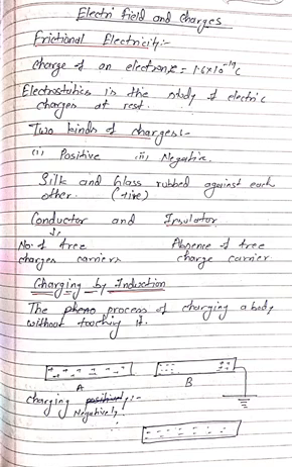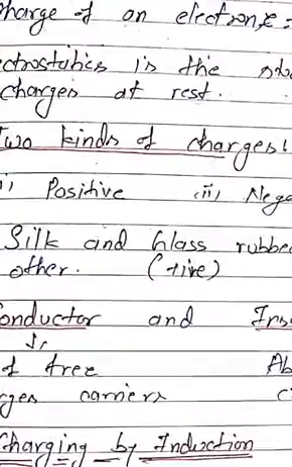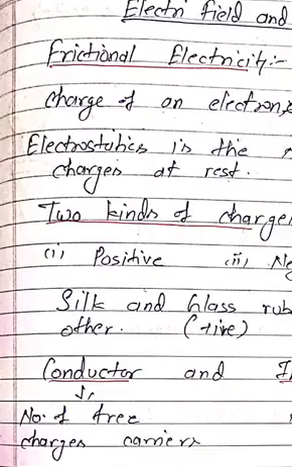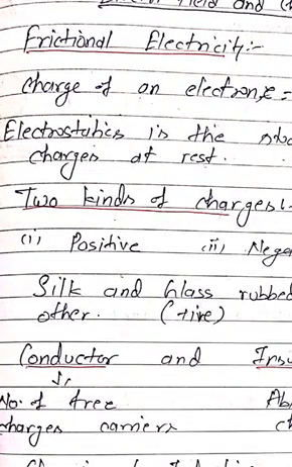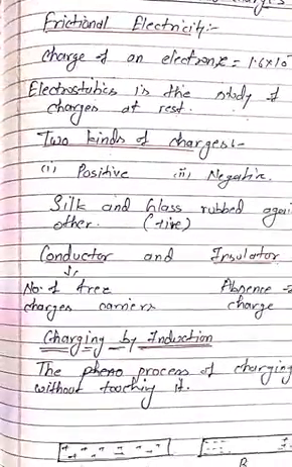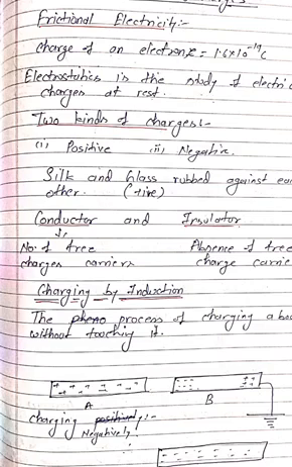Here, as you can see, the first topic is frictional electricity. So what is frictional electricity? I can give you a better example of that. I think all of you have felt when you rub your hands, both hands, it gets warm. Why does it get warm? Because of electricity, because of transfer of electrons from one hand to the other hand.